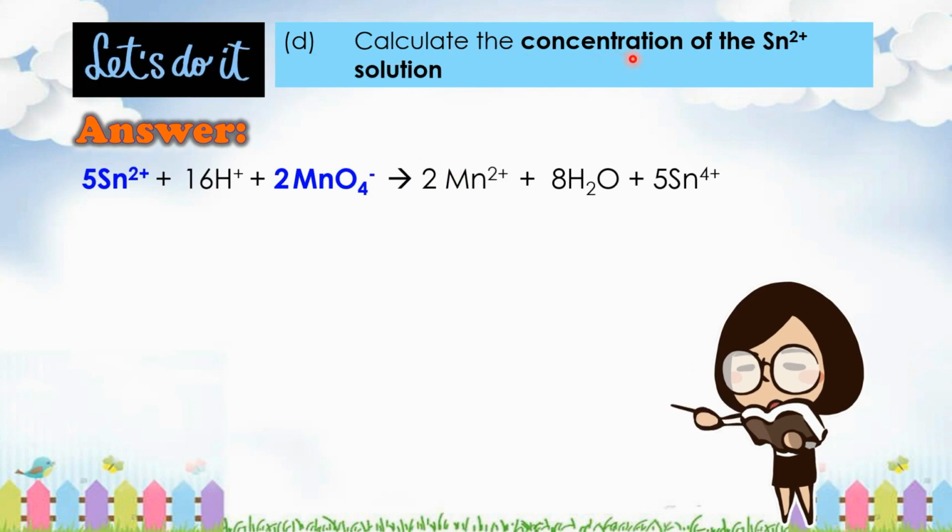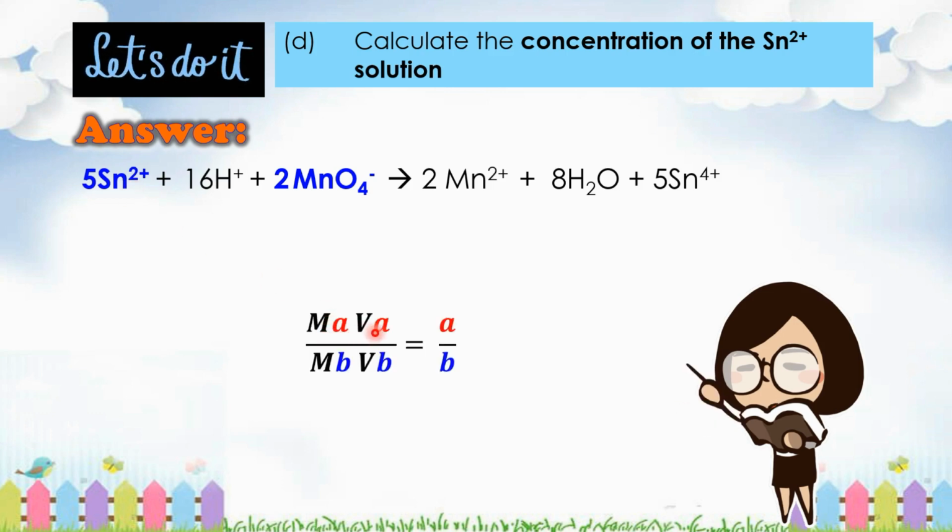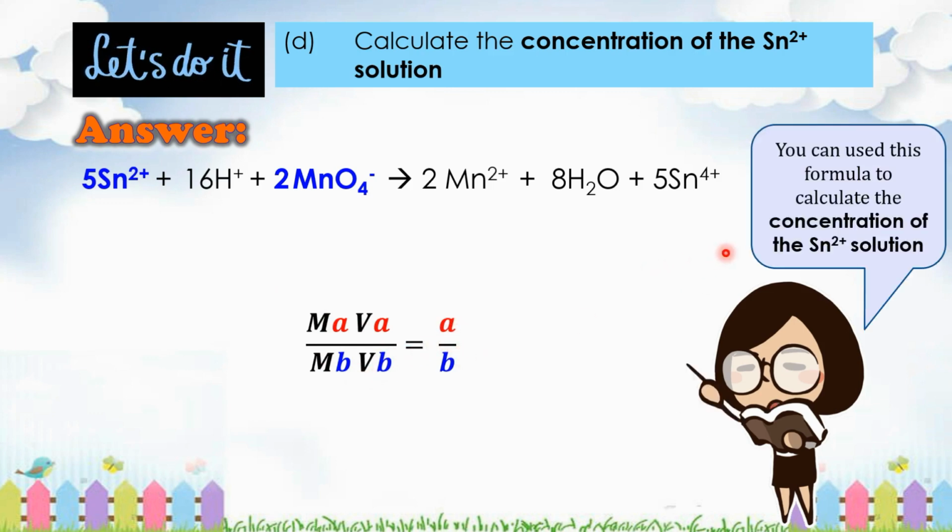For question D, calculate the concentration of the Sn2+ solution. To calculate the concentration, which refers to the molarity, we need the number of moles of Sn2+ ion. The volume of Sn2+ is given in the question, which is 25 ml. In the previous calculation, we already calculated the moles of MnO4-, and then we need to find out the moles of Sn2+. You can use this formula, MAVA over MBVB equals A over B.